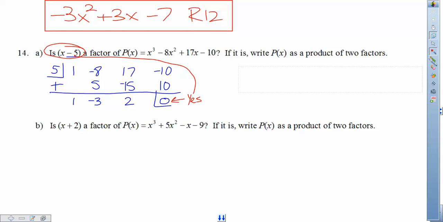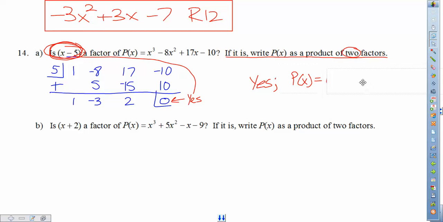And then do you notice there's a second part to this question? Let's write p of x as a product of two factors. The two factors, well, if we've just proven that this is a factor, that's one of them. Okay, so far in our answer we can say yes. And we know that one of the answers is that p of x could be x minus 5. And then what about the second factor? The second factor comes from you looking at that quotient as being 1x squared minus 3x plus 2. That's your other factor. Okay, so that's what they want you to do.